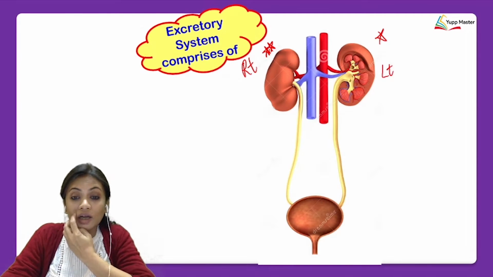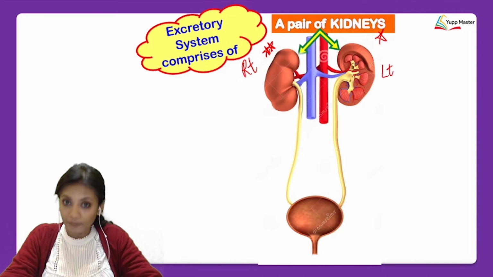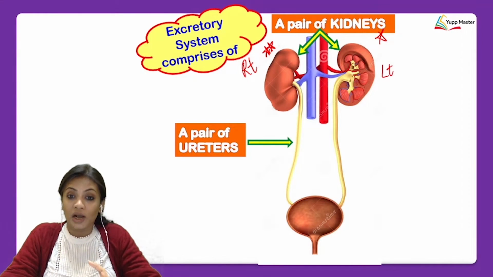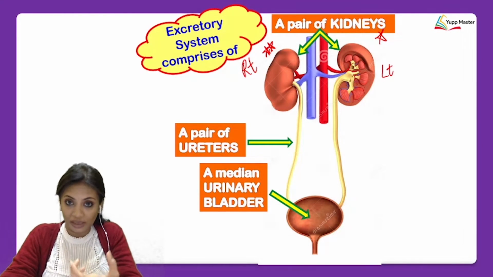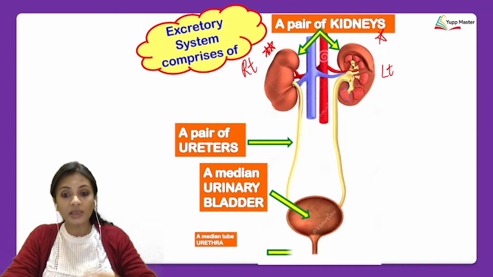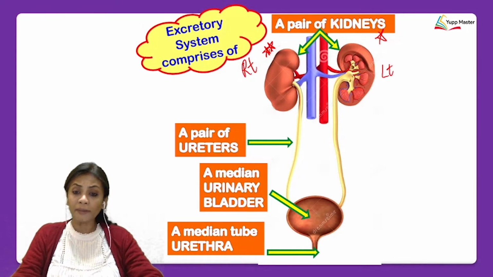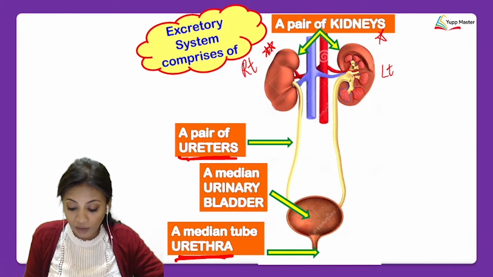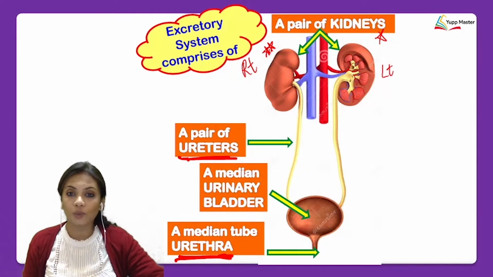All right, so we see here the excretory system. What exactly are the components of it? There is a pair of kidneys. Then there is a pair of ureters. Remember the name ureter. Third comes a single median placed urinary bladder. And fourth comes the lower one, a median small tube, which is called the urethra. Remember these two words are different: ureters and then urethra. Ureters are the tubes and urethra is that single opening.